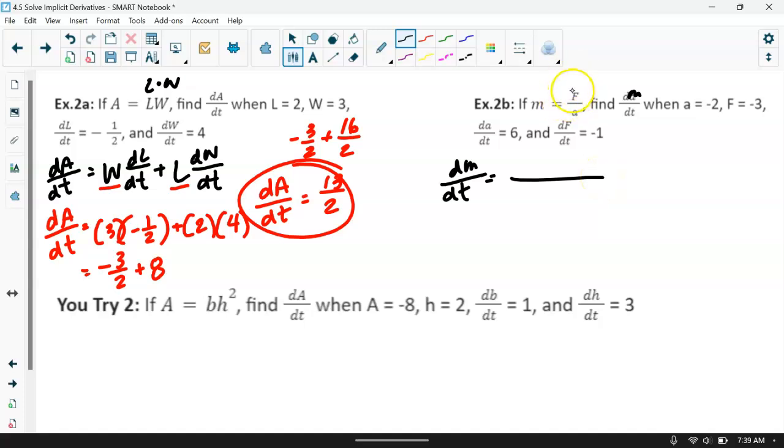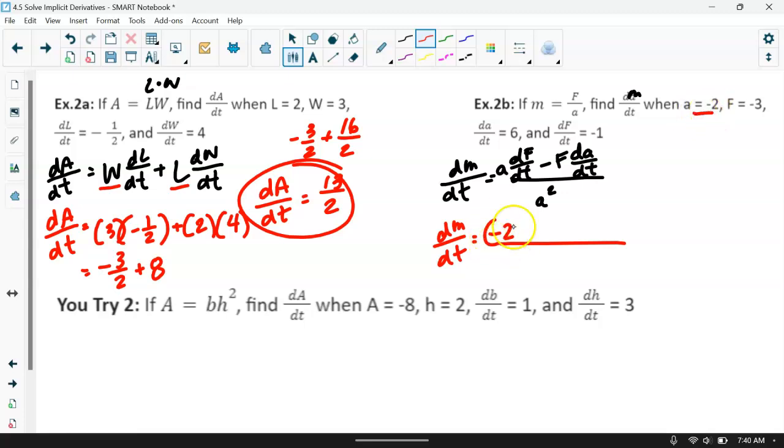So here we go. We would take the derivative of the top, which is just 1, with respect to t, times the bottom, so times a. Minus now the derivative of the bottom, which is just 1, so the derivative of the bottom times the top. So that's f over a squared, the denominator to the second power. So now substitute. We've got here a, which is -2, times the derivative of our force, the derivative of f is -1, minus f, our force, which is -3, times the derivative of a, which is 6, over a, which is -2, squared.